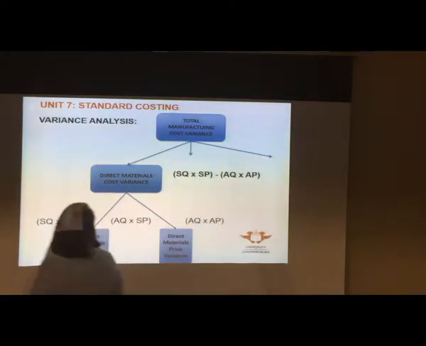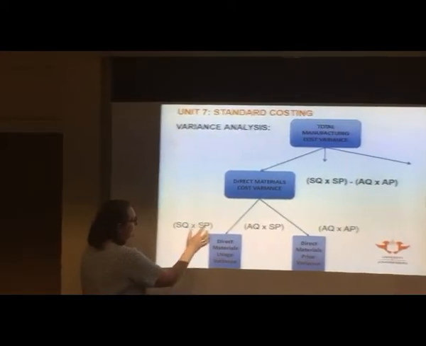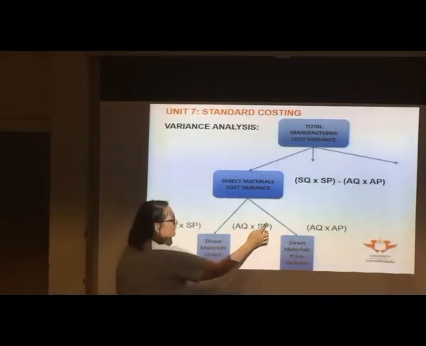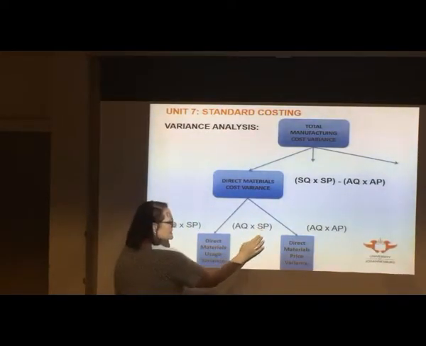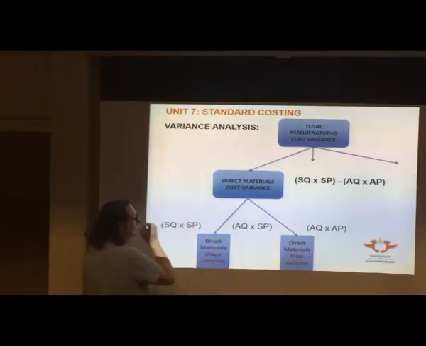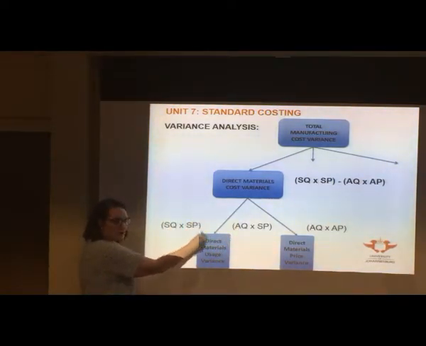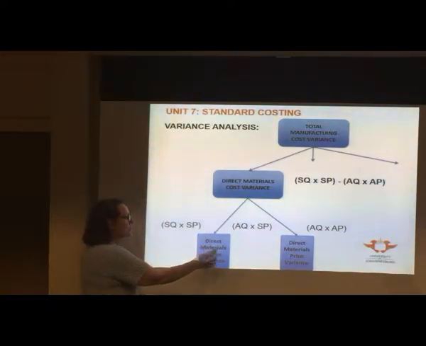If you look here now, what is the difference between this formula and this formula? Can you see that the standard price is the same? So we're comparing standard quantity and actual quantity. So this is going to give us a quantity variance between the standard and the actual, not so? So this is our direct materials usage variance or quantity variance.